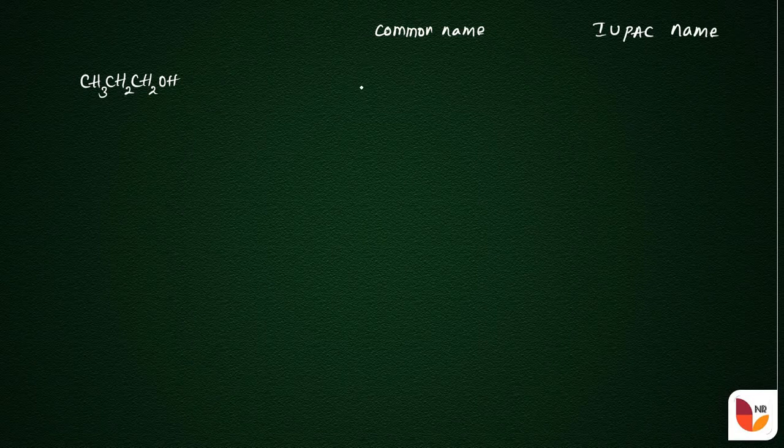So according to the common system, it is a propyl group, so it is propyl, and attach the word alcohol. OH is to be written as alcohol. And in the IUPAC system, give the number from the end which contains the functional group, so it is propane, and E is replaced by OL.